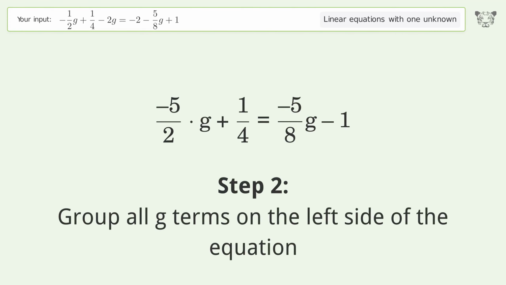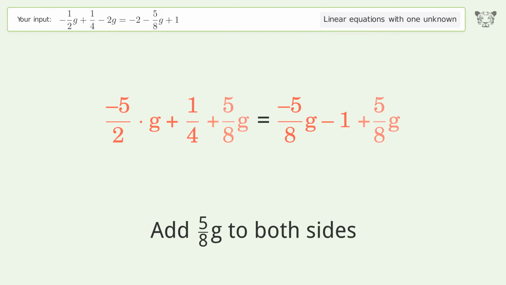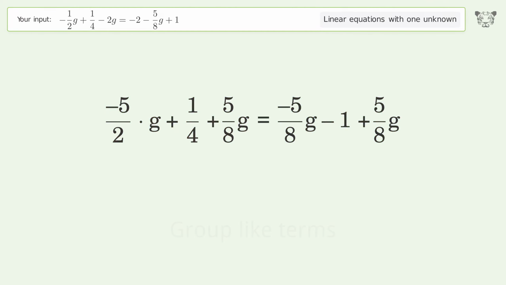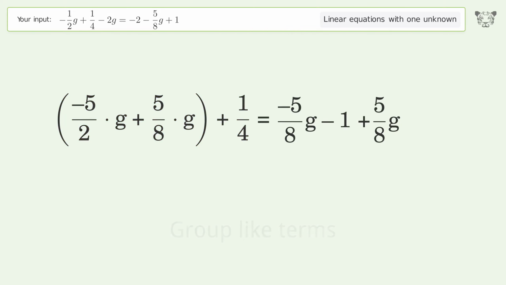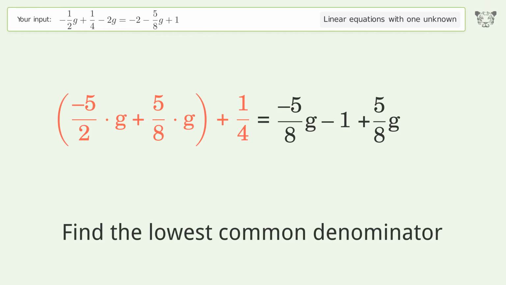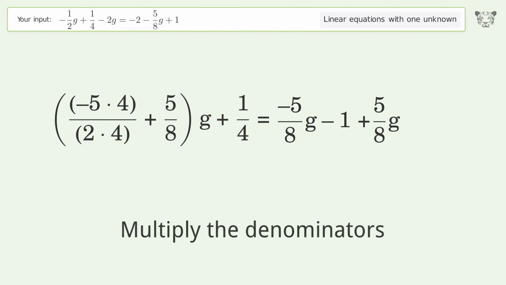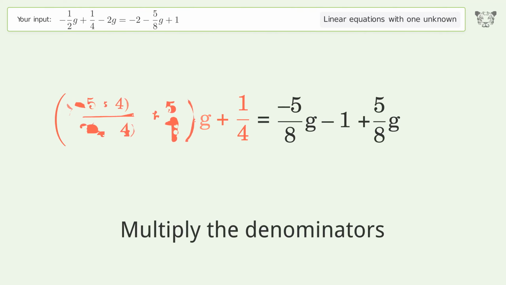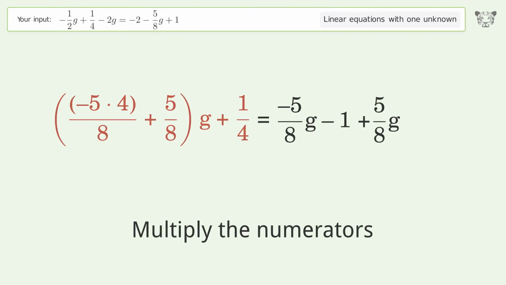Group all g terms on the left side of the equation. Add 5 over 8g to both sides. Group like terms. Find the lowest common denominator. Multiply the denominators. Multiply the numerators.